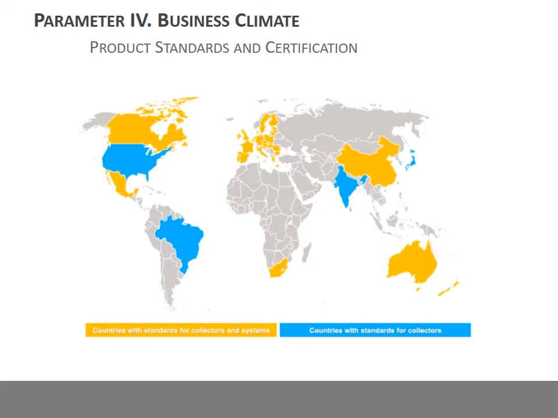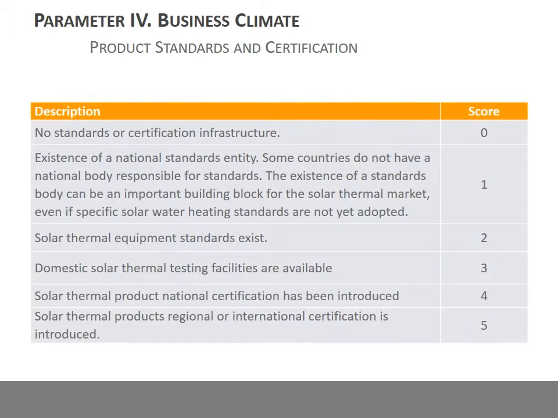This map shows the countries that have developed standards for both solar water heating collectors and full solar water heating systems, as well as the countries that have standards just for collectors. This indicator is scored using a tiered system that attempts to recognize the building blocks of a functional standards and certification system without being overly prescriptive. The score for each tier is predicated on the previous tiers also being fulfilled.